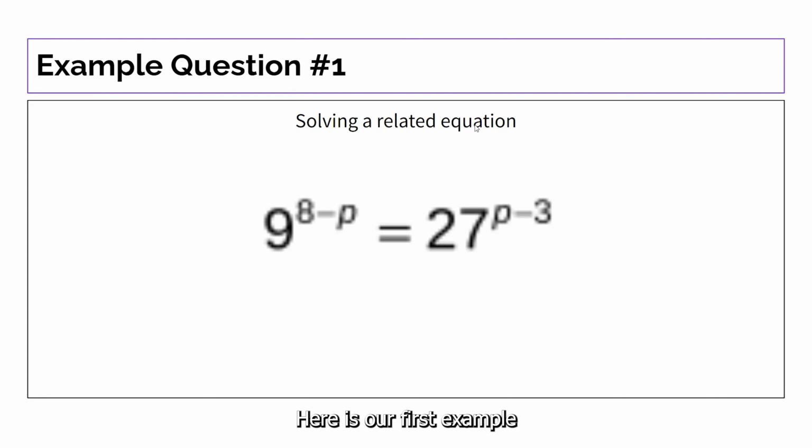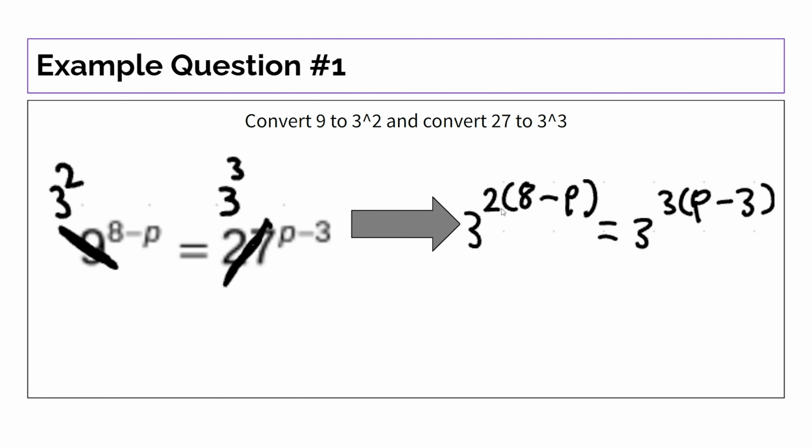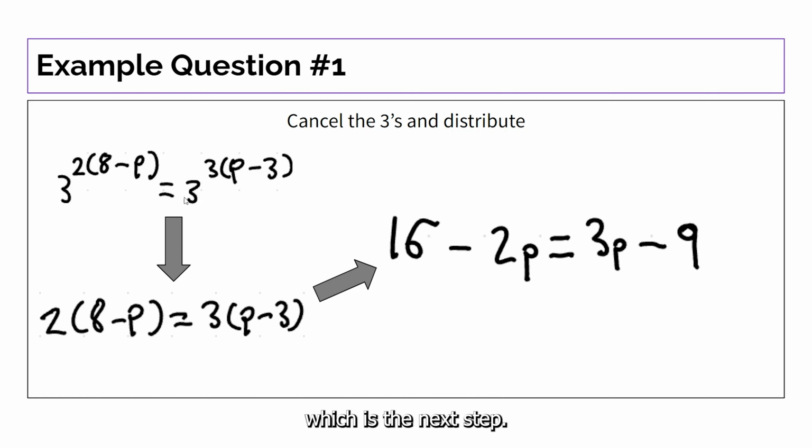Here is our first example question. 9 to the power of 8 minus p equals 27 to the power of p minus 3. To start, you would convert 9 to 3 to the power of 2 and 27 to 3 to the power of 3 in order to be able to cancel these 3's out, which is the next step.